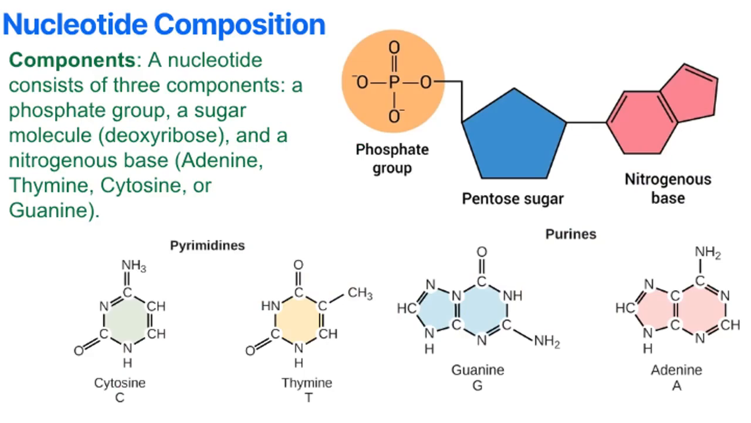A nucleotide, the basic building block of DNA, is composed of three components: a phosphate group, a sugar molecule known as deoxyribose, and a nitrogenous base. There are four types of nitrogenous bases: adenine, thymine, cytosine, and guanine.